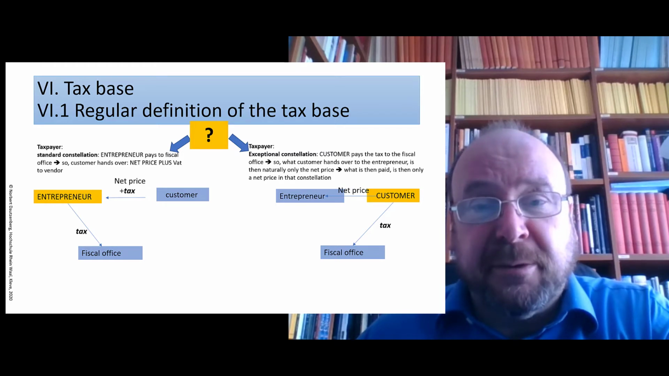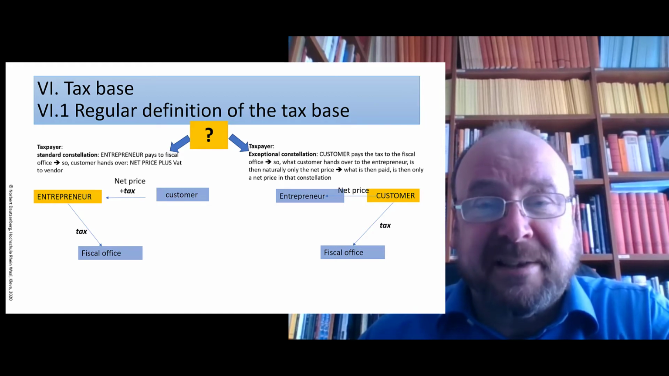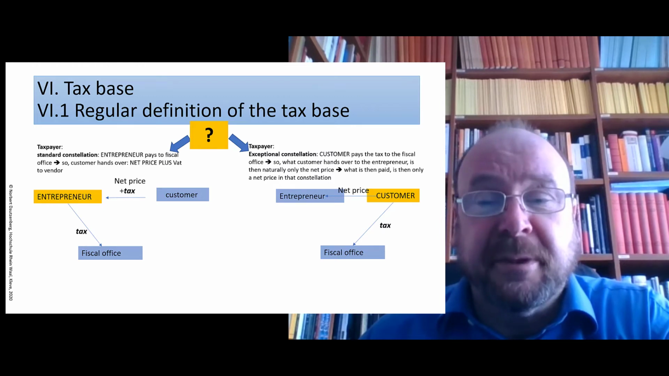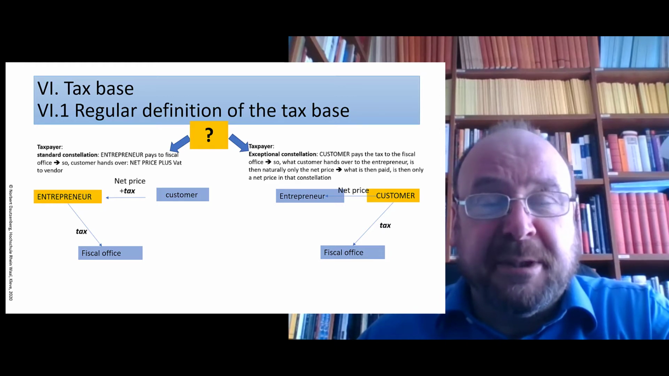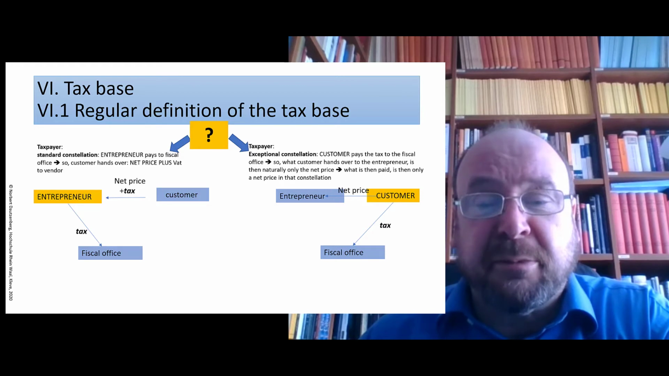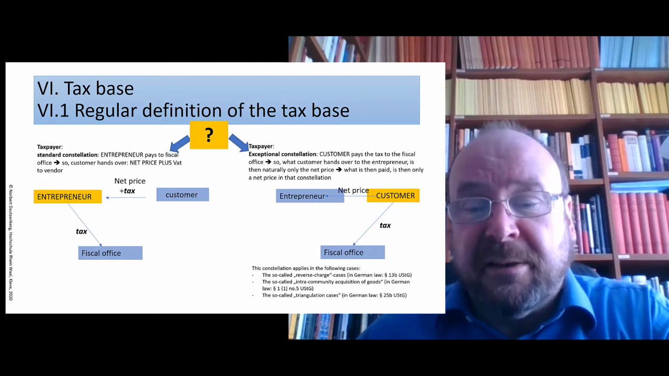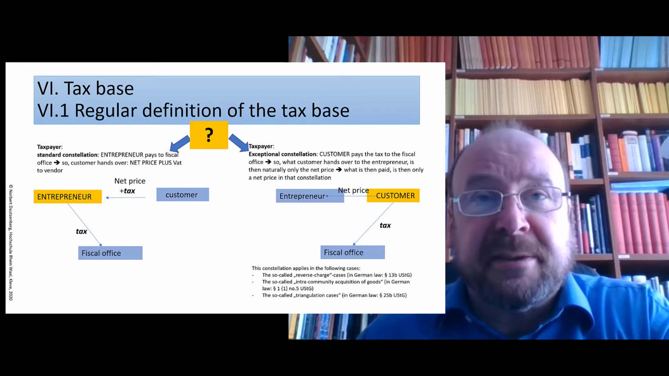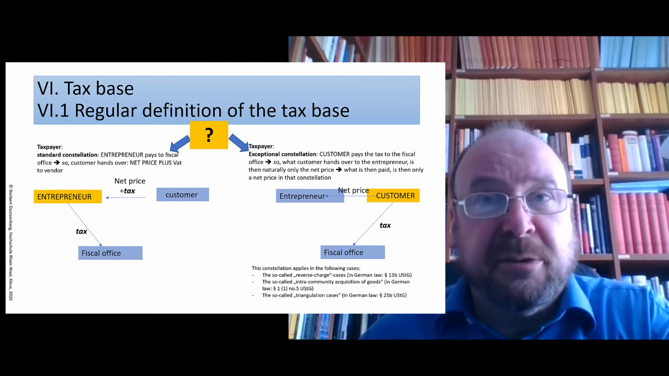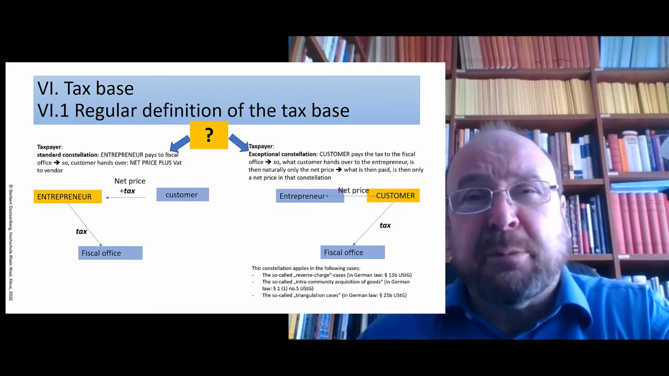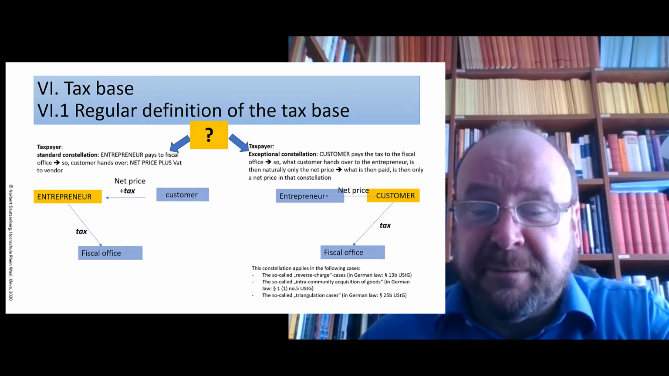In that case, you know that the price agreed in a contract is the net price, because the tax comes on top and is paid separately to the fiscal office, and that everything which is paid to the entrepreneur must be a net amount. So here the contract price and the payment is a net amount. And this constellation appears in practice in the so-called reverse charge cases. In German law, that's paragraph 13b UStG; in the VAT directive, it's approximately Article 194 and the following articles of the directive.